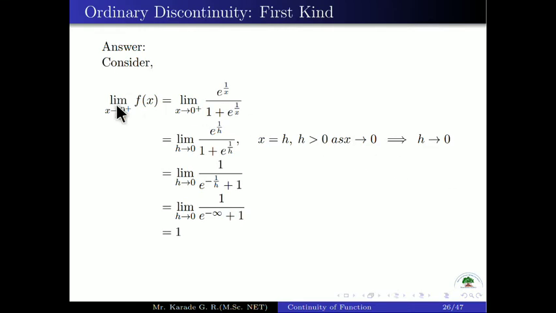So let us write the answer for this question. Consider the limit of f(x) as x tends to 0 plus, the right hand side limit. It is equal to limit x tends to 0 plus of e raised to the power 1 upon x divided by 1 plus e raised to the power 1 upon x. Let us take x equal to h greater than 0. As x tends to 0, h will also tend to 0, but h is approaching 0 from the right hand side. So it is equal to limit h tends to 0 of e raised to the power 1 upon h divided by 1 plus e raised to the power 1 upon h.